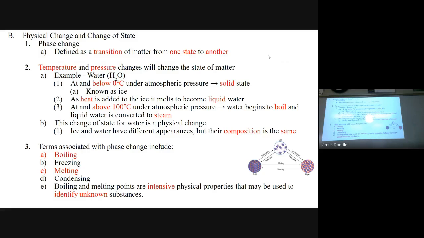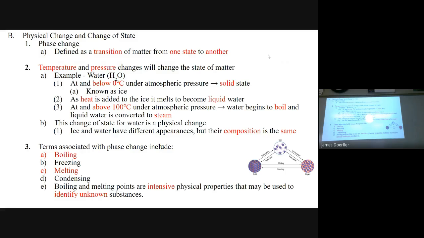At and below 0 degrees Celsius under atmospheric pressure, water is a solid. It's ice. As we heat it up, it begins to melt, and as it melts, it becomes liquid water. Then as we continue to raise the temperature to 100 degrees Celsius, we have a transition from water to vapor. It begins to boil.